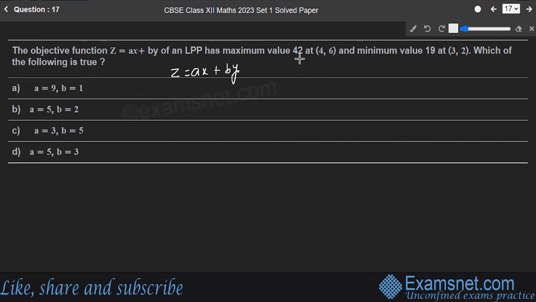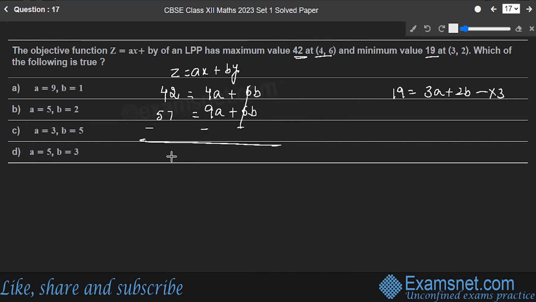Now, according to the question, it has the maximum value at (4, 6). So z is equal to 42 at 4 into a plus 6 into b. And it is equal to 19 at 3a + 2b. Let's solve that simultaneously. So I'll multiply this equation with 3. You have 9a + 6b = 57. Minus, they will cancel, and you will have -15 = -5a, or a is equal to 5.